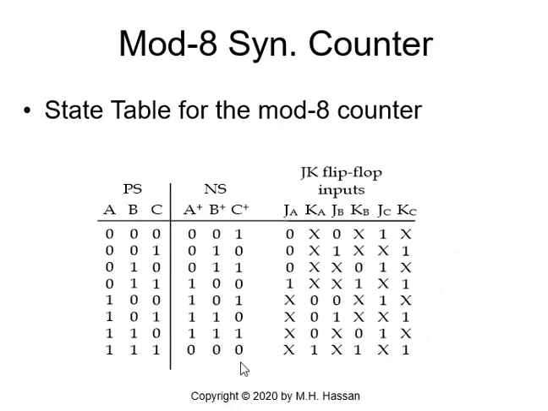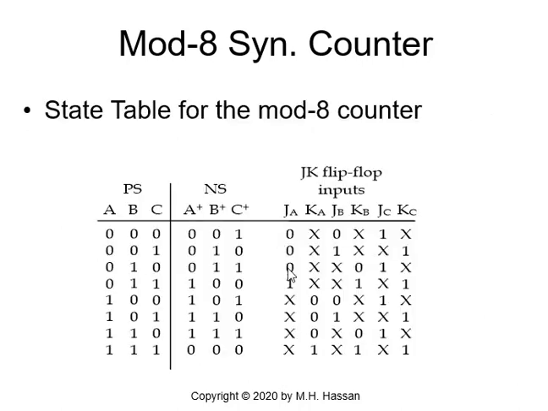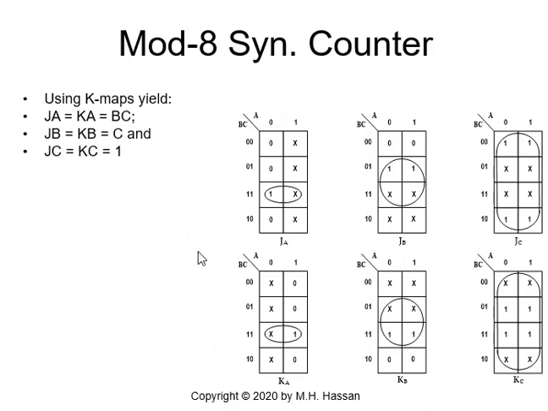So we need to take this to K-map. How many K-maps do we need? 6 K-maps. We draw K-maps for each variable, for each excitation input: for JA, for KA, for JB, KB, JC, KC. So we have those 6 K-maps. 0, 0, 0, 1, don't care, 1, don't care. JA, see here? 0, 0, 0, 1, don't care, don't care, don't care, don't care. So we have the map for JA.